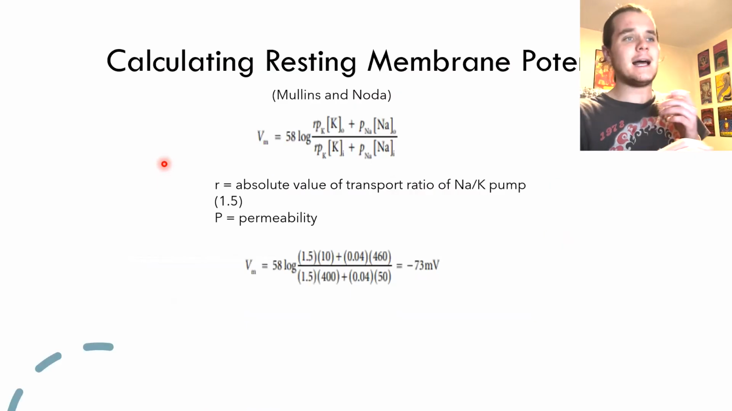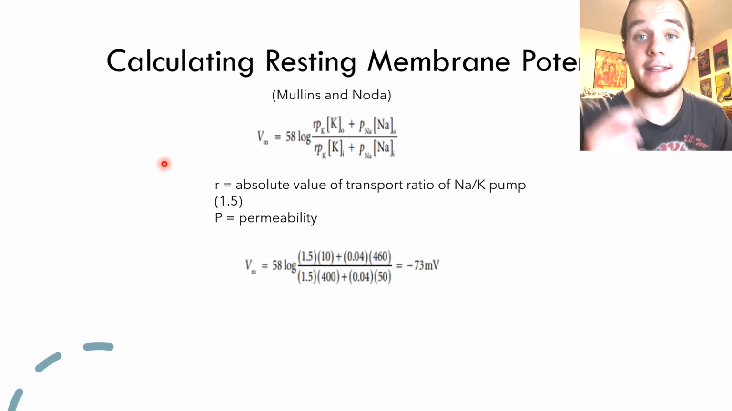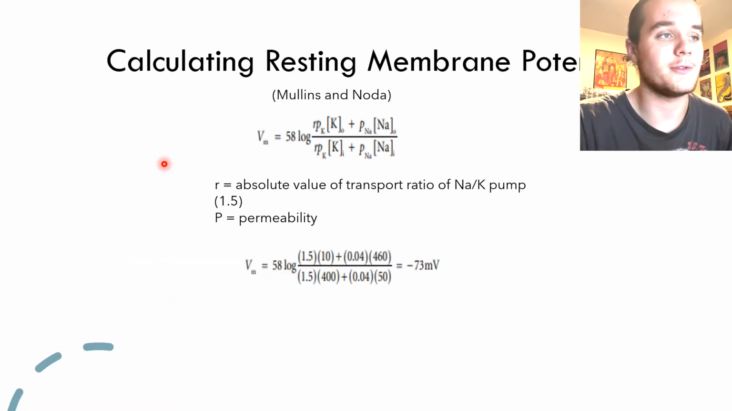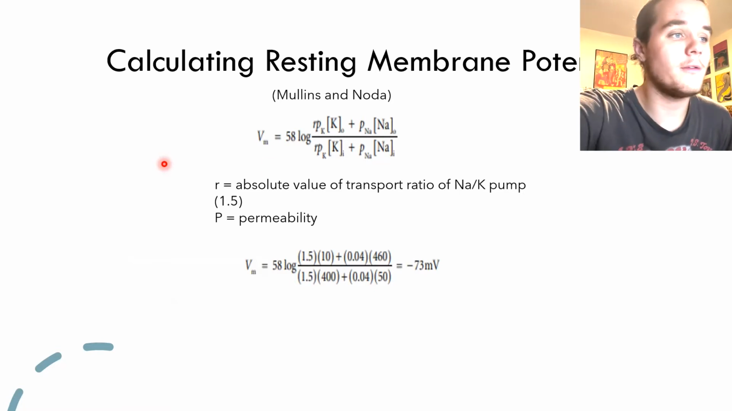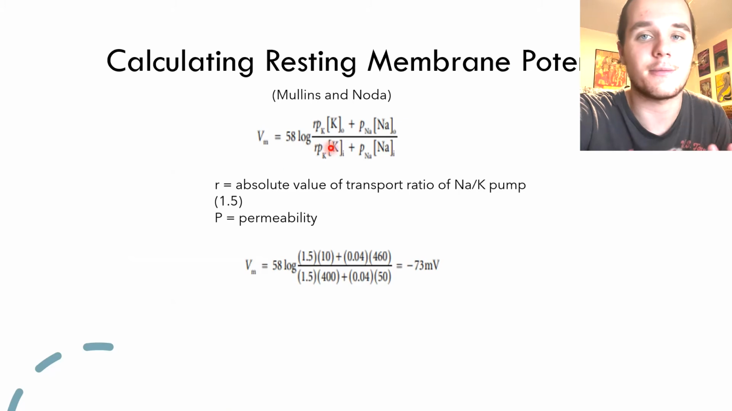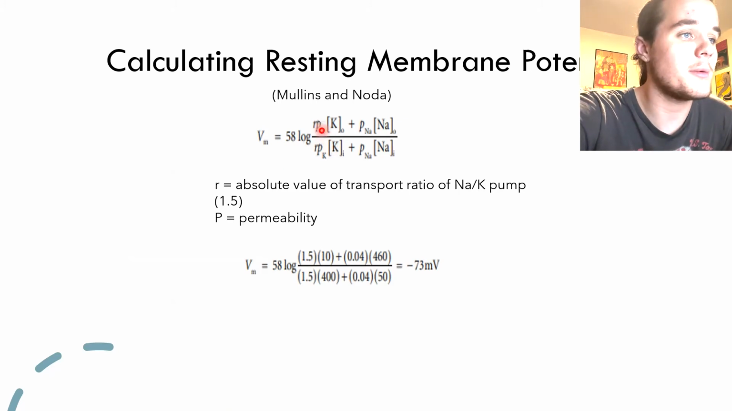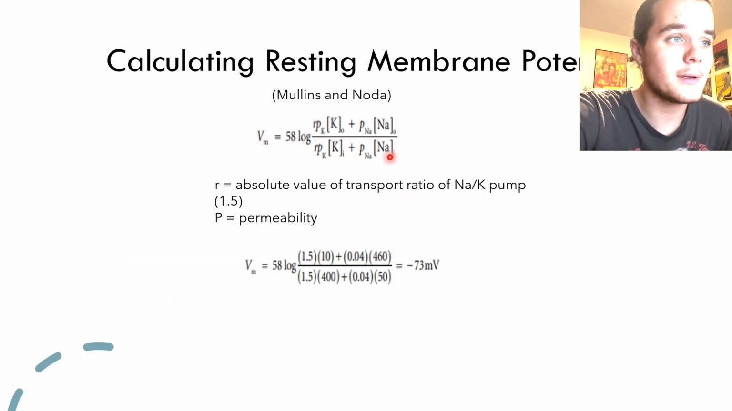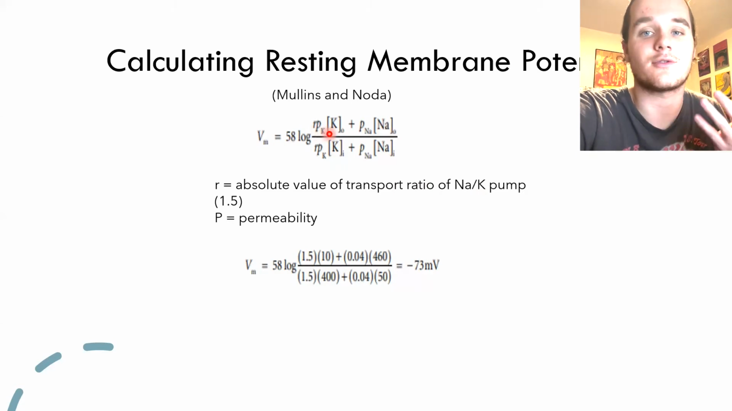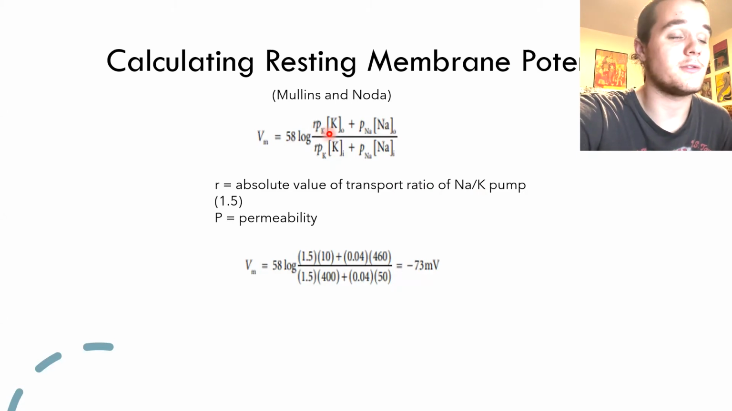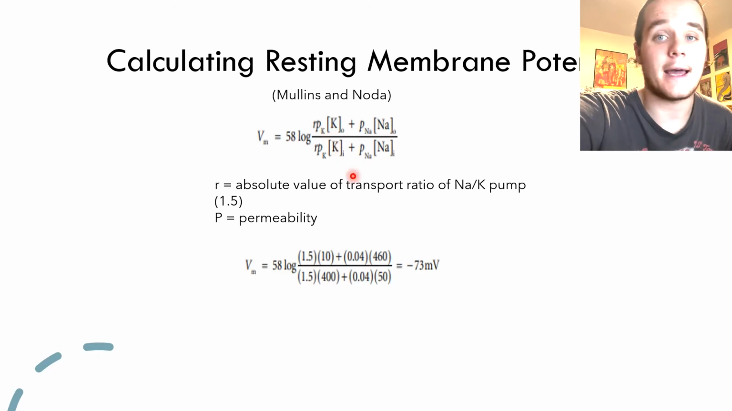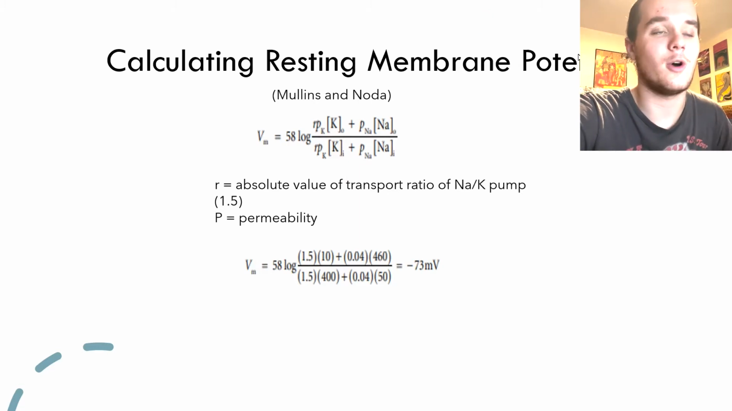Lastly, we can see how these all come together in the actual calculation of the resting membrane potential, because all of these are terms in this equation. We've got the permeability represented by P. We've got R, which is the ratio of the transport from the pump. And of course, you've got the concentrations and so on. It's only of potassium and sodium because of how strongly the concentration gradients are maintained by that pump. So that is how the resting membrane potential is calculated and found. I hope that helps our understanding.